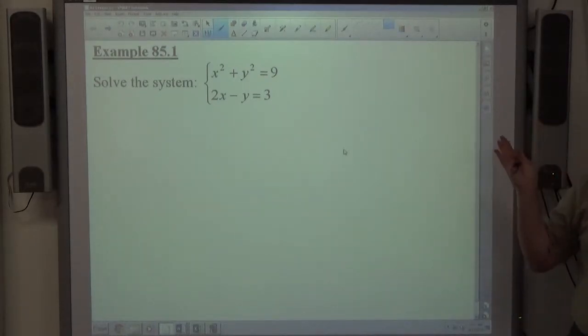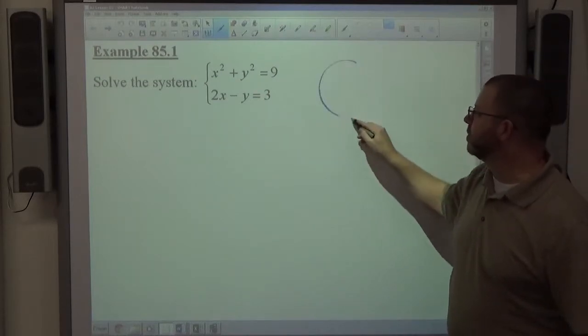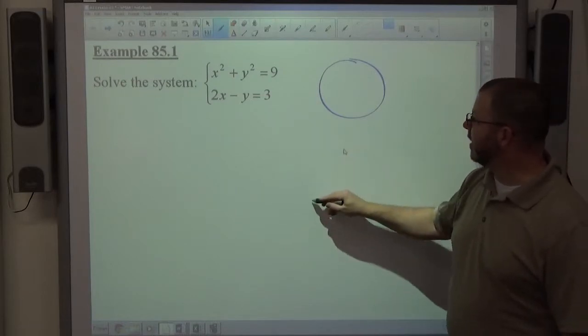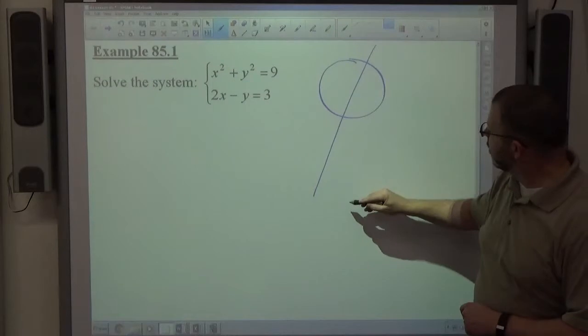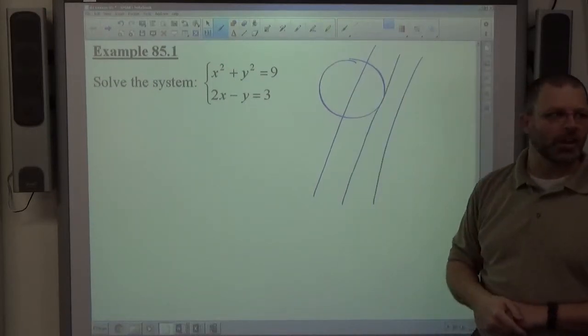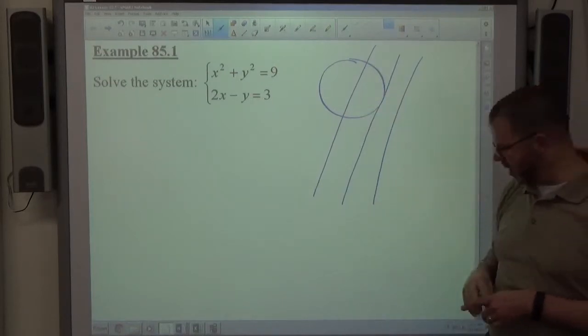And that one specifically, you don't have to know this to be able to do the problem. But x squared plus y squared equals 9 makes a circle. And 2x minus y equals 3 makes a line. So you can see that a line can intersect a circle twice. It could intersect the circle one time, or might not even intersect at all. So there's a possibility of 2 answers, 1 answer, or no answers for a problem like this.